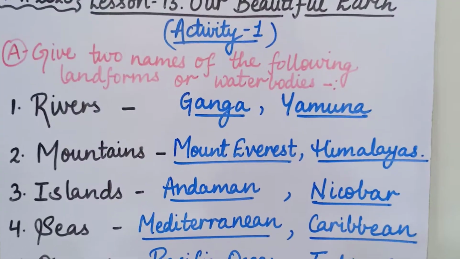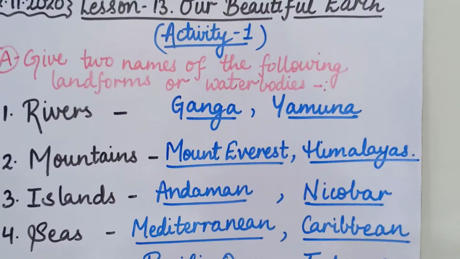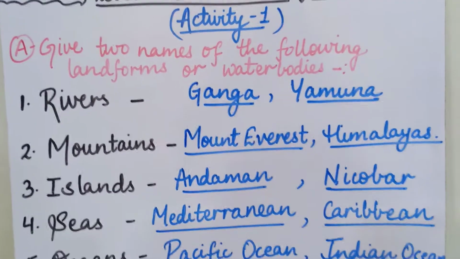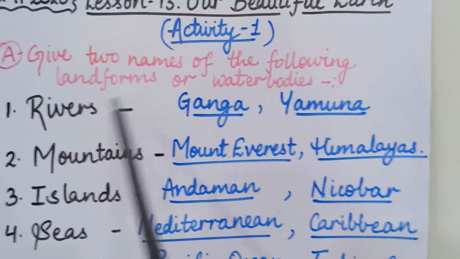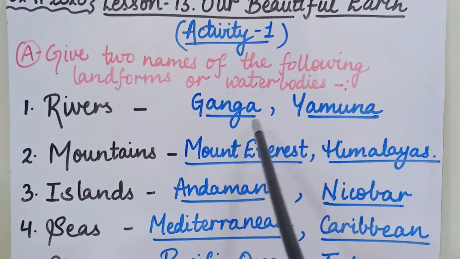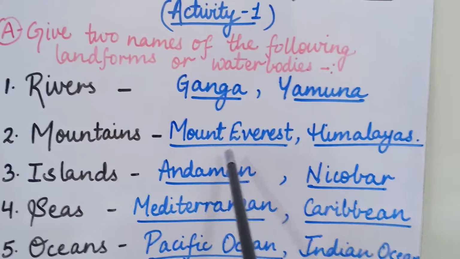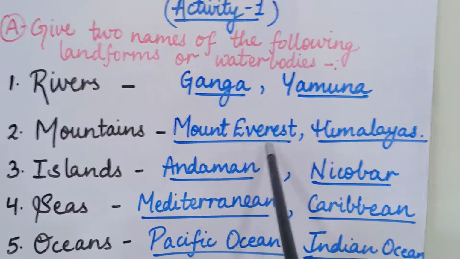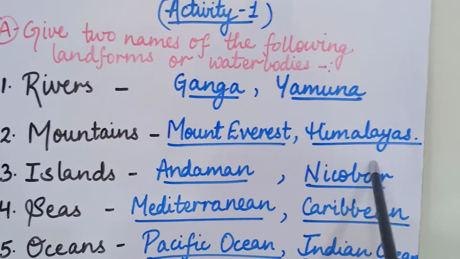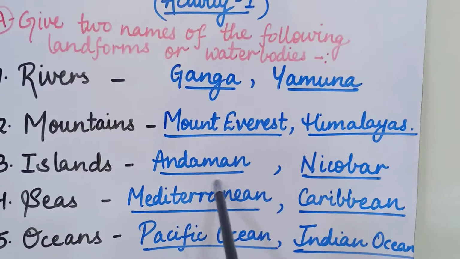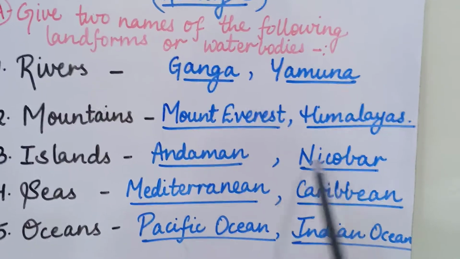Please listen to it very carefully again and make sure that you practice these names every day, and you will be able to pronounce them very nicely. Okay, so the first one is rivers. The two names of rivers are Ganga and Yamuna. Second is mountains. The two names of the mountains are Mount Everest and the Himalayas. Third is islands. The first island is Andaman and the second island is Nicobar.